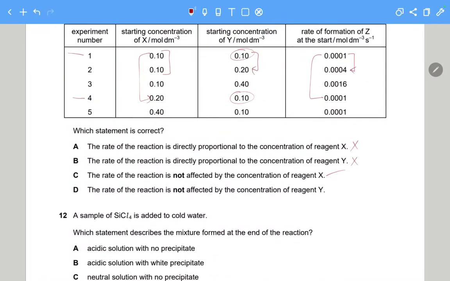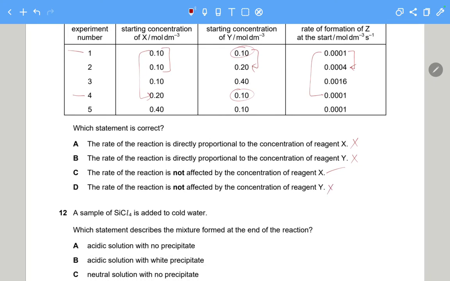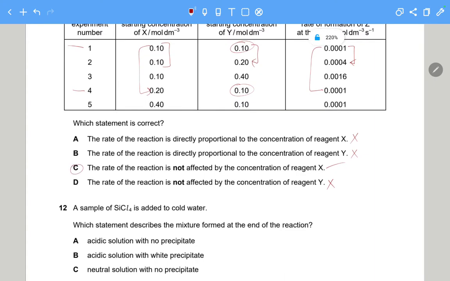And then option D is that the rate of reaction is not affected by the concentration of reagent Y. This is wrong completely, because you can see as you double the concentration of Y and keep X constant, the rate changes. So that leaves us with C.